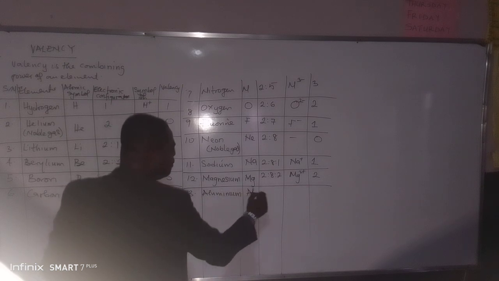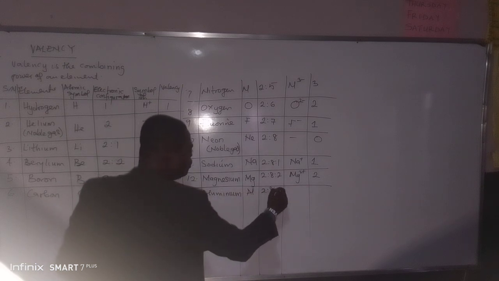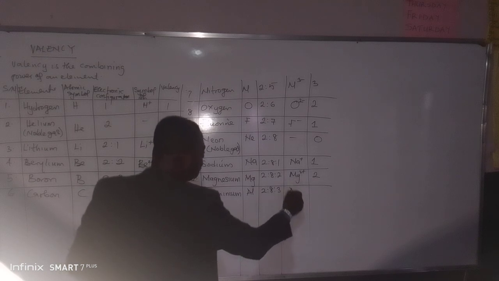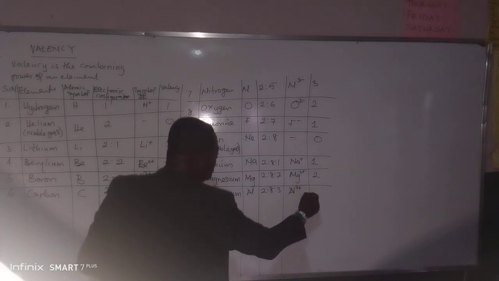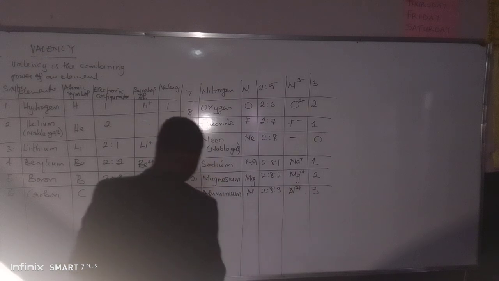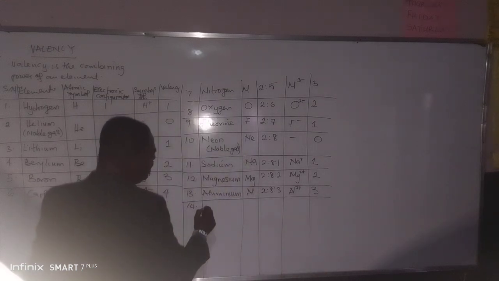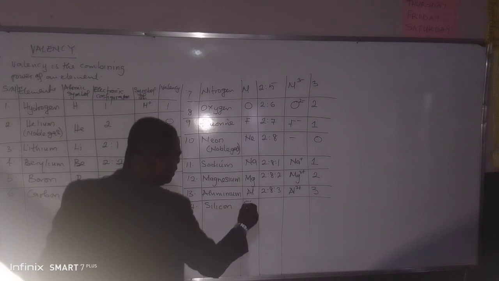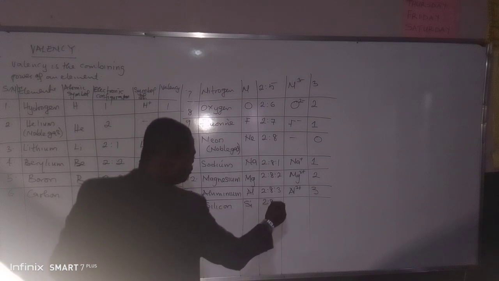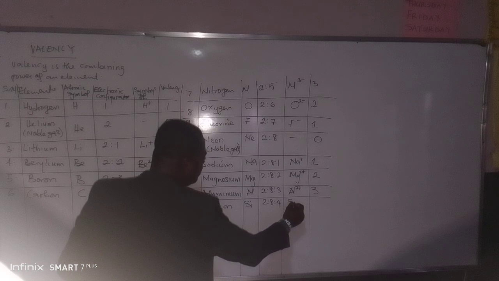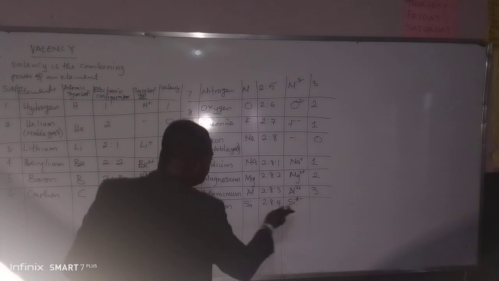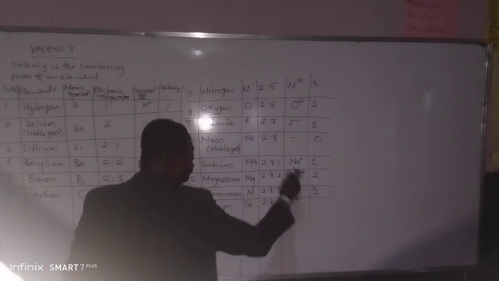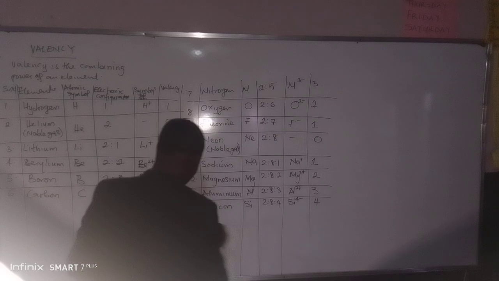Aluminium, Al. Configuration is 2, 8, 3. Losing this 3, it forms Al3+, and the valency is 3. Then the next one, number 14, we want to start going to the negative side now. Silicon, Si. Configuration is 2, 8, 4. And here now, it's going to be Si4-, because it's adding 4 to this 4. It's borrowing it, and the valency is 4.